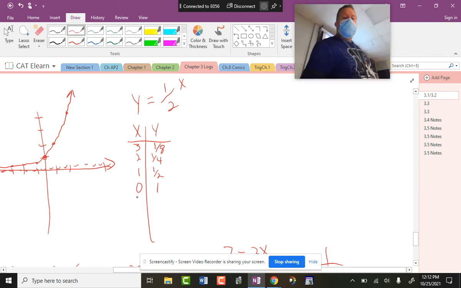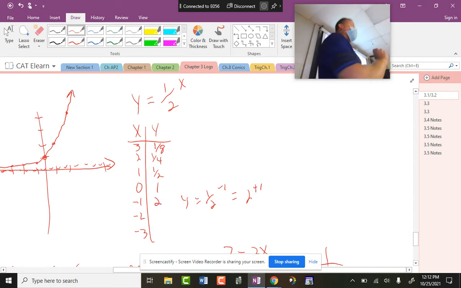And then what happens when I plug in -1, -2, -3? Flip. y equals 1/2 to the -1 is actually 2 to the 1st, which is 2. Now these numbers start getting large.